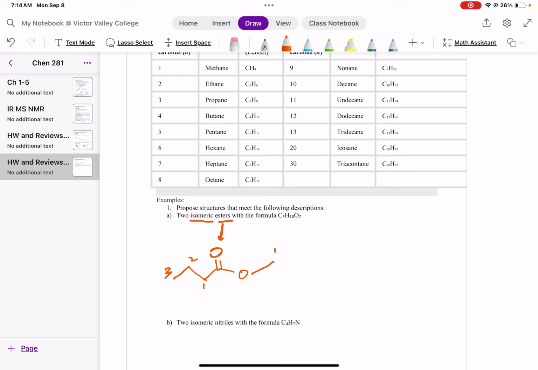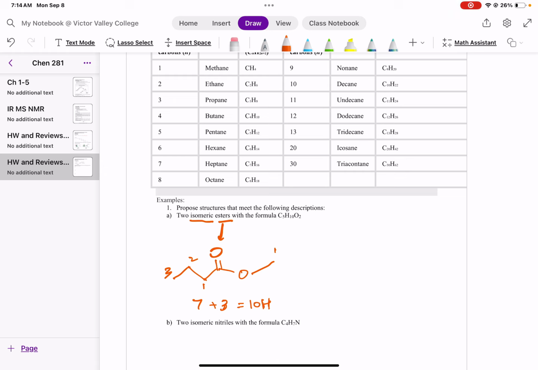If you look at number 1 here on the right, that's a CH3. On the left, it's a CH2, CH3, that's 7. 7 plus 3, that's 10 hydrogens. Okay, so that's perfect. That's exactly what we need.